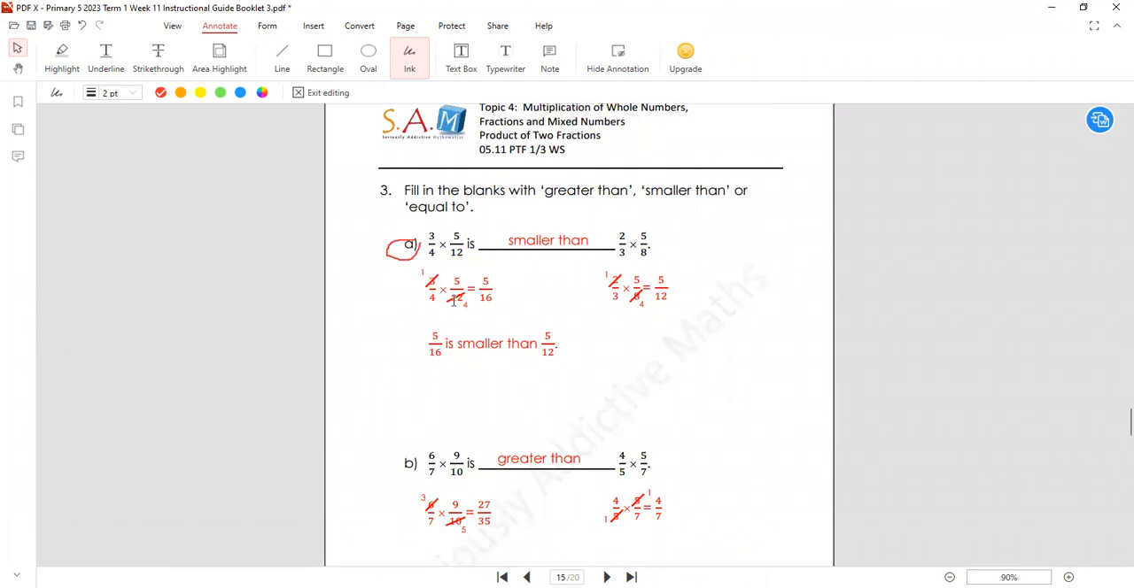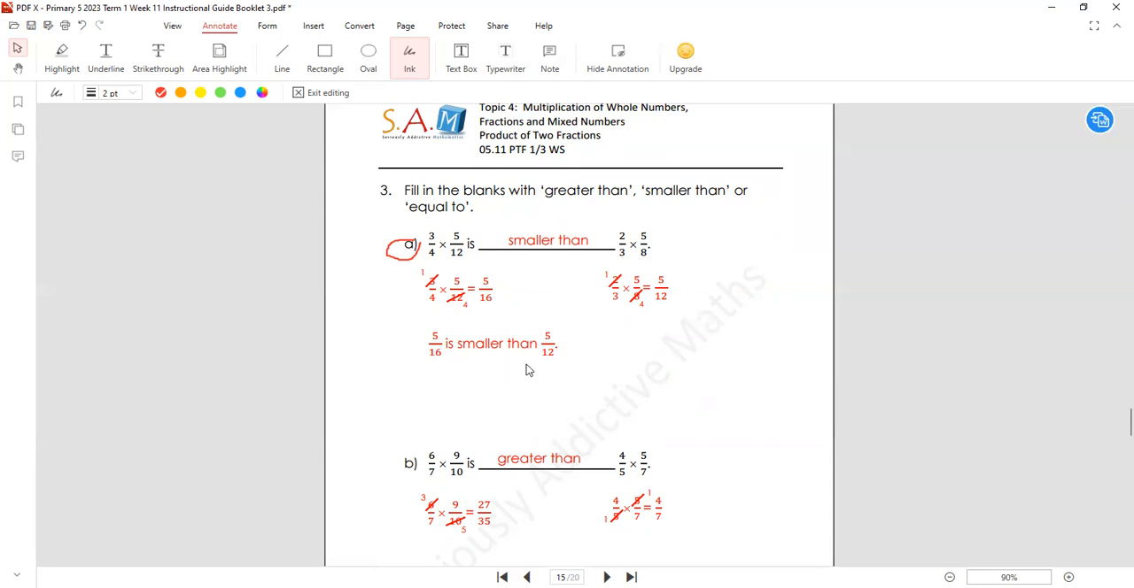And then after that, get them to do one question here. This is basically just to find out the value on both sides. This is very tedious, so I wouldn't want them to work too many of them in class. The idea is just to find out what is 3 out of 4 times 5 out of 12, what is 2/3 times 5 out of 8, and then they do the comparison.